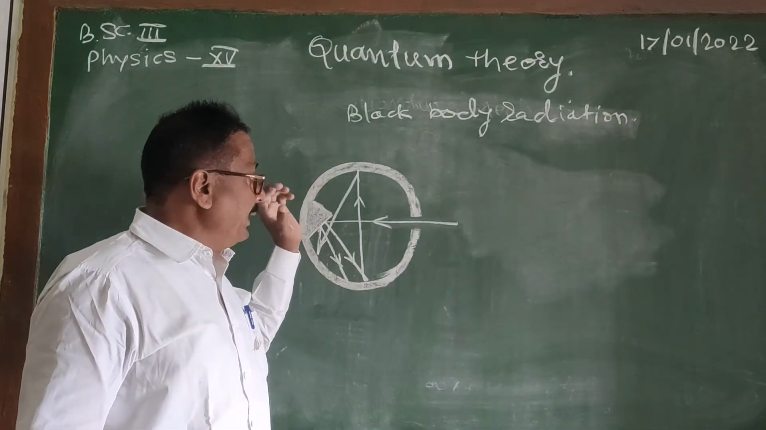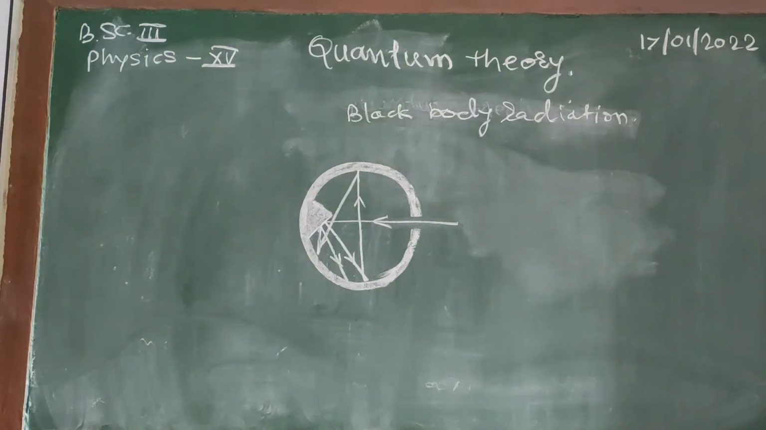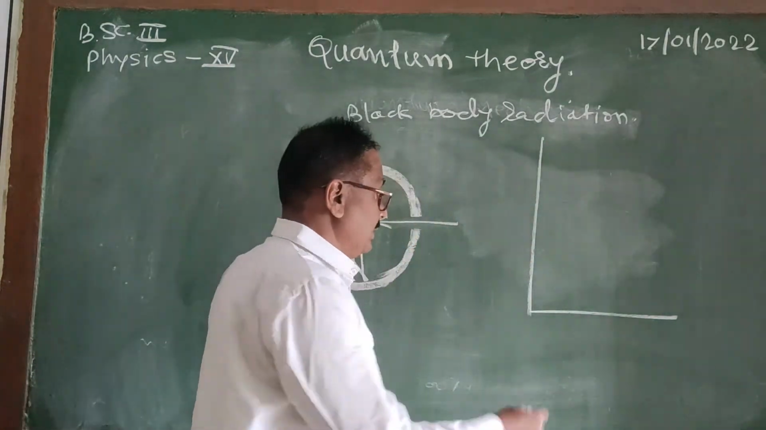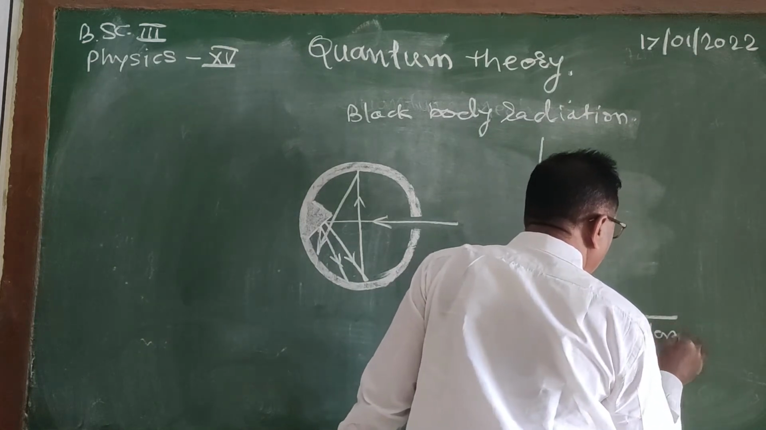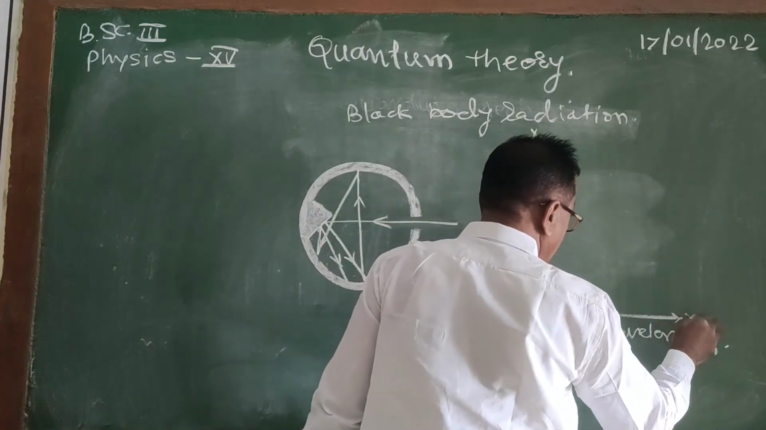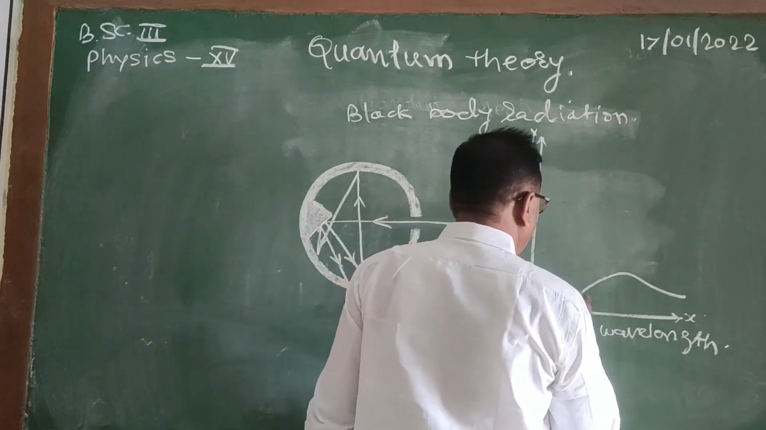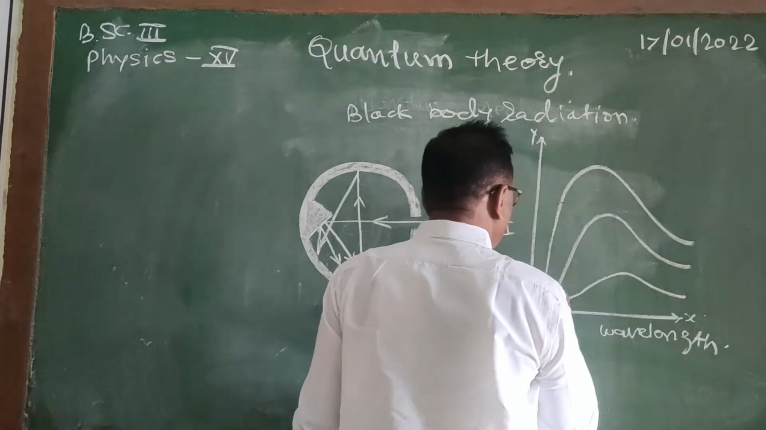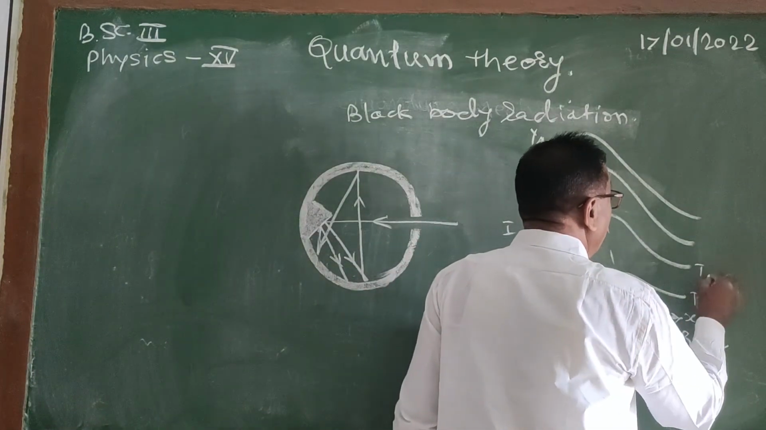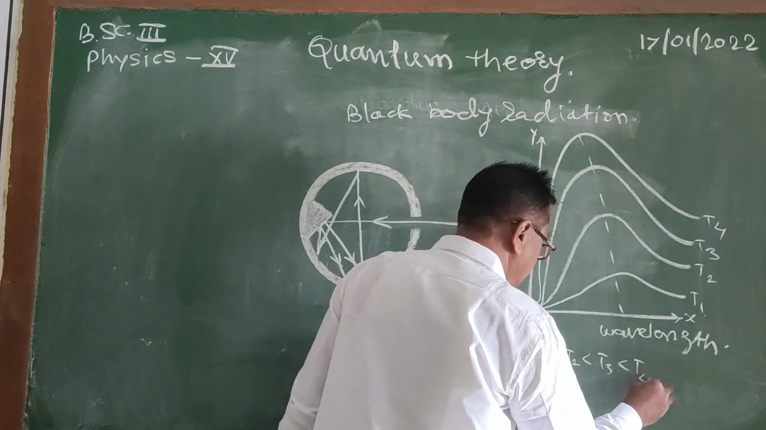Okay, now when such a body is heated, it will emit some radiations, and those radiations are studied by a simple graph, on which we take temperature as a parameter, then the nature of the graph is like this. Say this is the temperature T1, T2, T3 and T4, where T1 is less than T2, less than T3, less than T4.